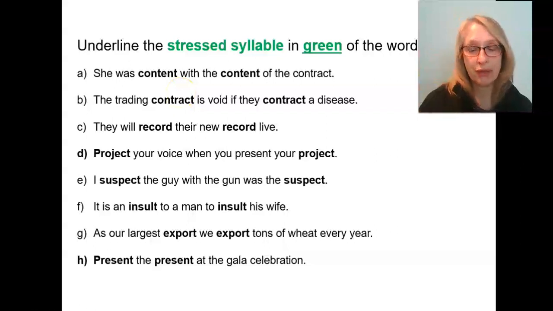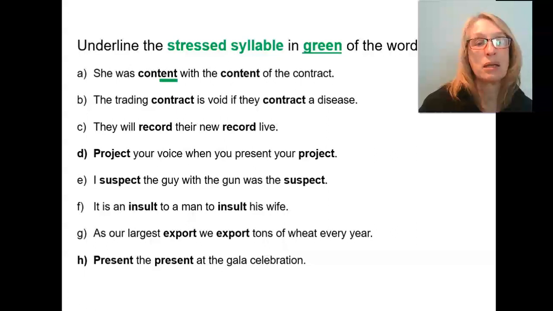So first 2 together. For A, she was content with the content of the contract, right? You can hear the difference that this O goes away. Content. This T goes away. Content. Content. Content. She was content with the content of the contract.